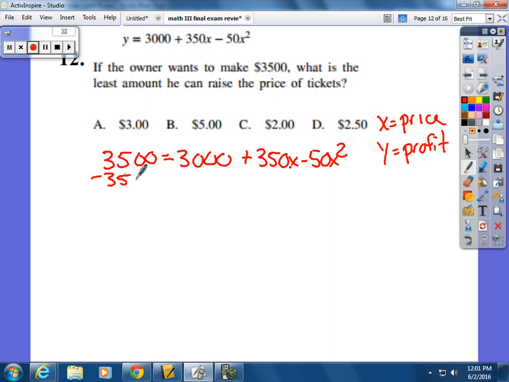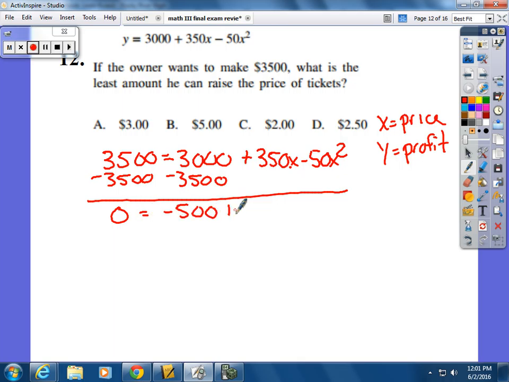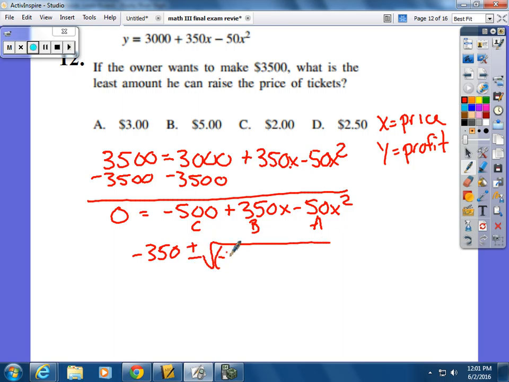Subtract 3,500. And what we have, I'm going to put everything in order. 0 over here, negative 500 plus 350x minus 50x squared. Okay, so this is my A, this is my B, this is my C. So I have negative 350 plus minus square root of that thing squared.